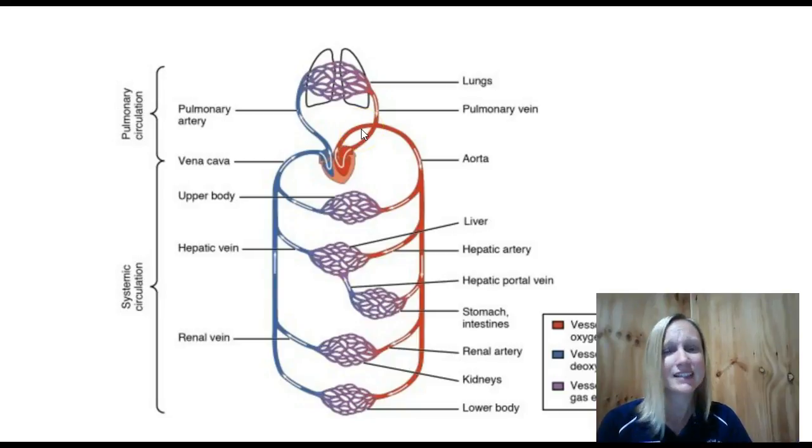Simple. Systemic circulation takes blood to or away from the system, as in the body systems. So basically everything apart from the lungs is your systemic circulation. That's really important to note. In a diagram like this, the big lines on the outside represent things like arteries if it's going away from the heart, or veins if it's coming back up to the heart.